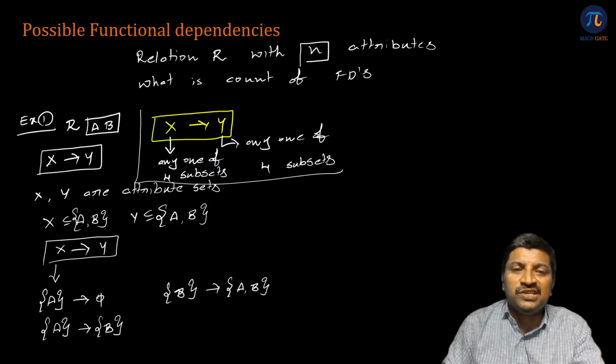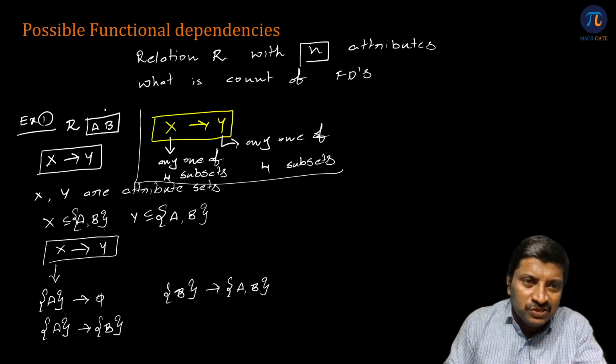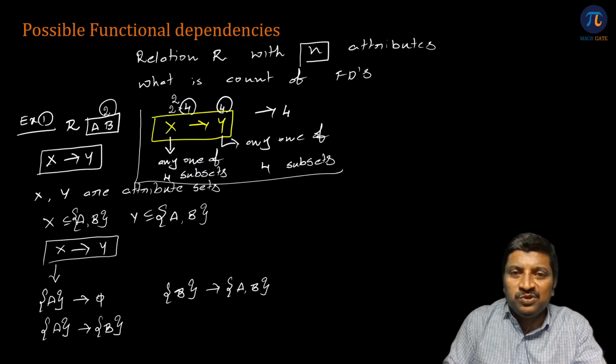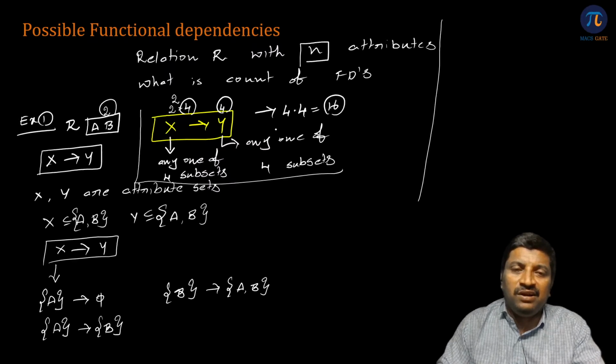Now, how many can you write, sir? Whenever I have two elements, how many subsets can you write? 2 power 2, which is 4. So X has 4 possibilities. Similarly, Y also has 4 possibilities. So the total number of possibilities will be 4 into 4, which is equal to 16. So this is the case when I have two attributes in the given relation.